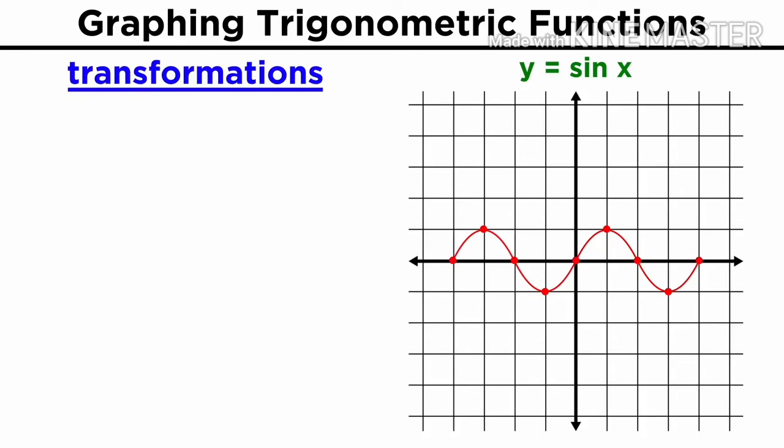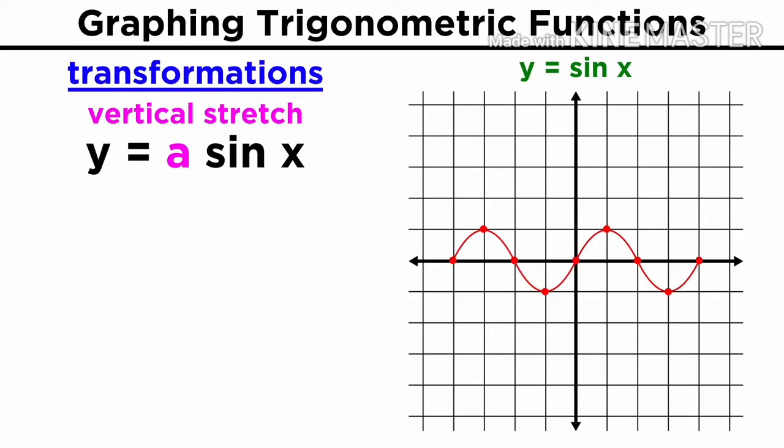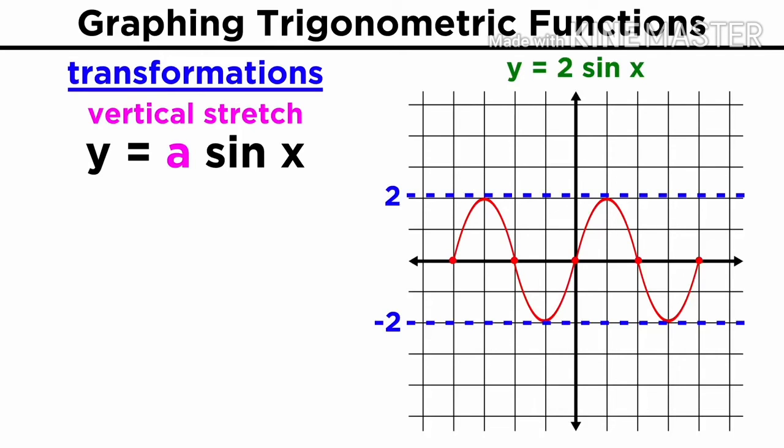How can we manipulate this function? Well, we can apply any of the transformations we learned in algebra. If we put a coefficient here, that will stretch or shrink the function, which will change the amplitude of the function. y equals 2 sine x will look the same, except that all the values are doubled, so we are cycling between 2 and negative 2.